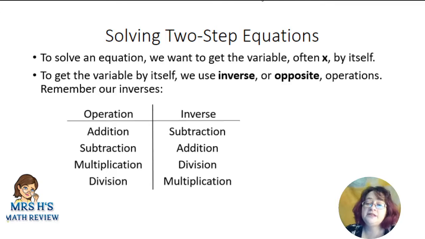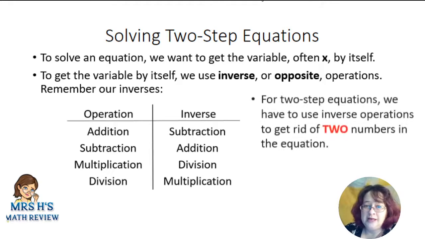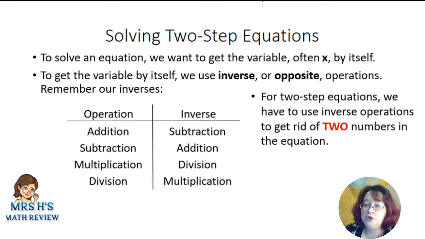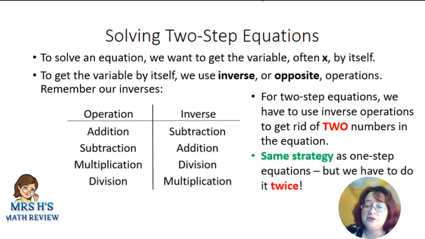Now, what's different from what we did last time is that now, with a two-step equation, we have two numbers we have to get rid of in order to get the variable by itself, which means we still use the same strategies, we just have to do it twice. So let's see this in action.